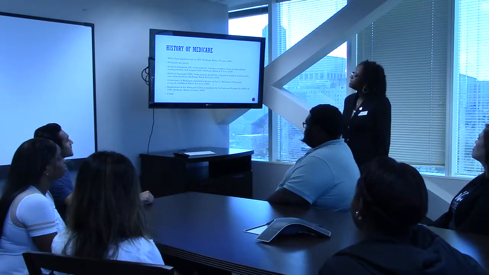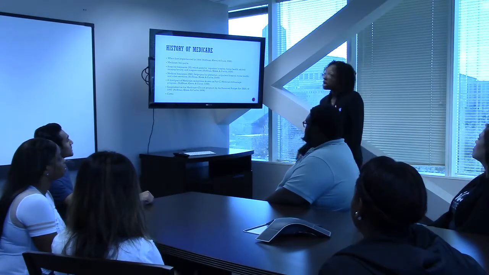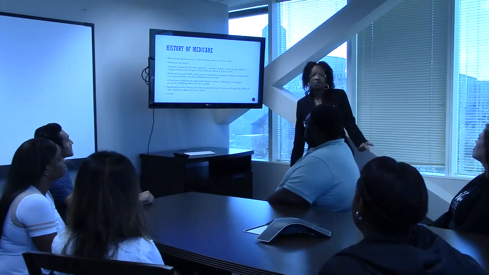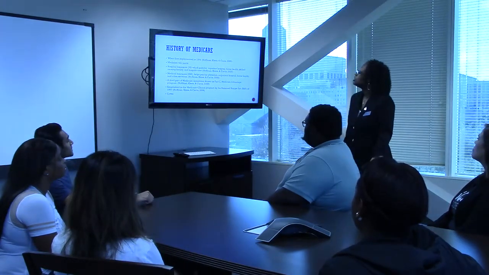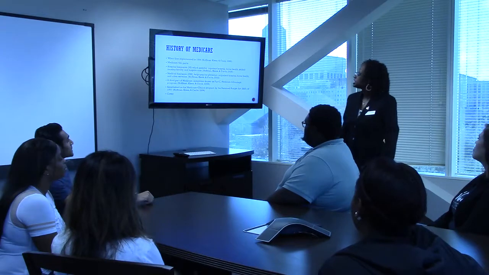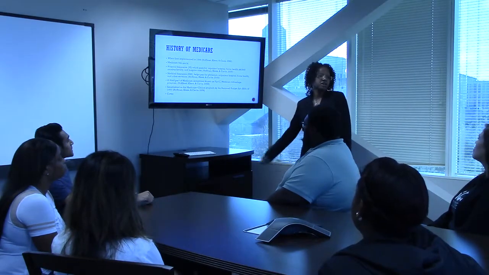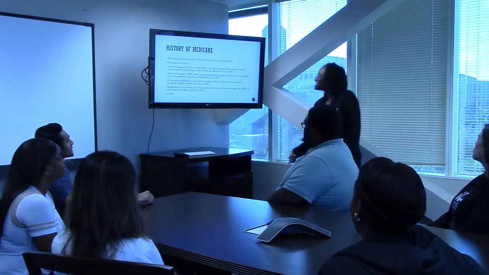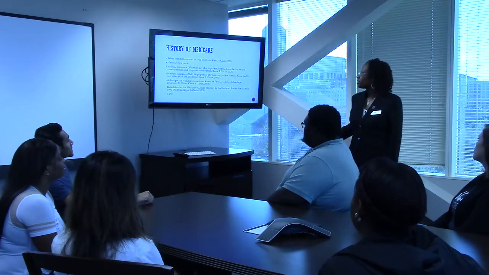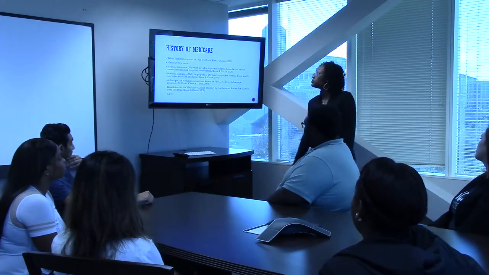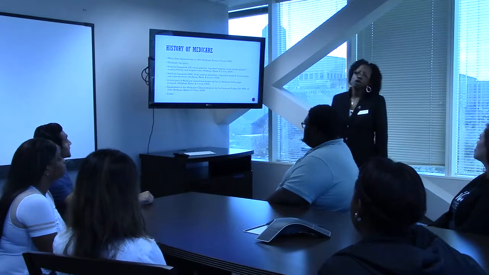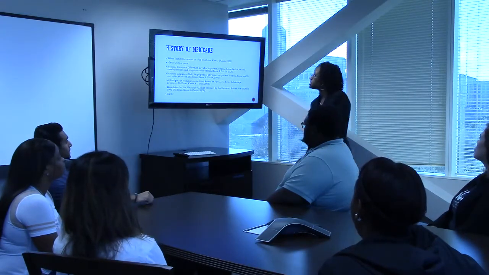When first implemented in 1966, Medicare had two parts. Hospital insurance pays for inpatient hospital care. Skilled nursing facilities and hospice care are part of that hospital insurance. The other part is Medicare medical insurance. It helps pay for physician, outpatient hospital, home health, and other services.